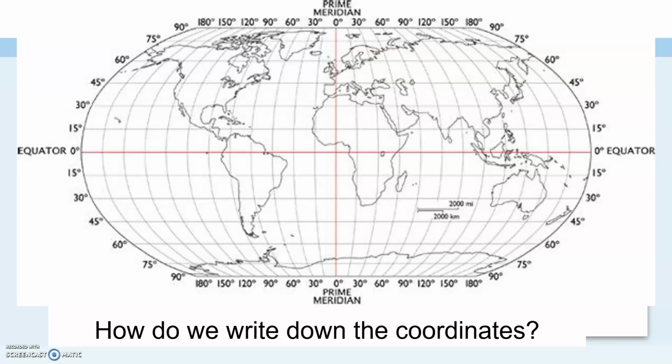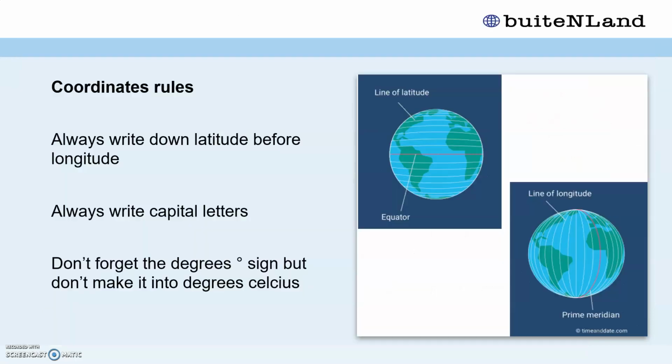Well, how do we write those coordinates down then? Well, if you get an atlas, the atlas will be a map similar to this one. You see the equator, the prime meridian, and all the coordinate lines which we need to find that specific place which we want to know about. So, writing that down, we have different rules. I'm going to give you 3 of the most important rules today.